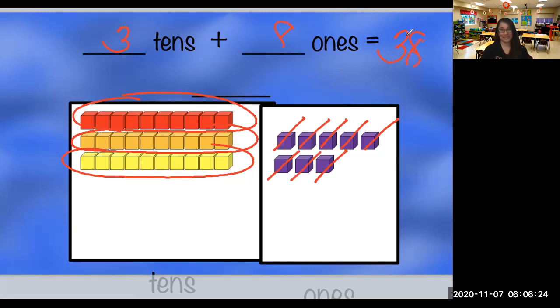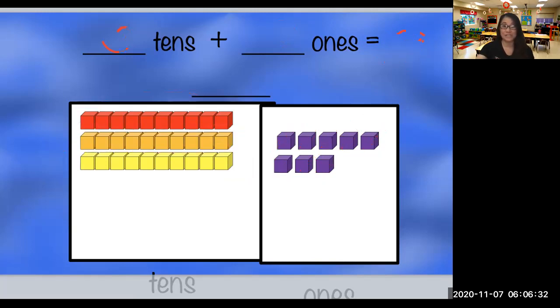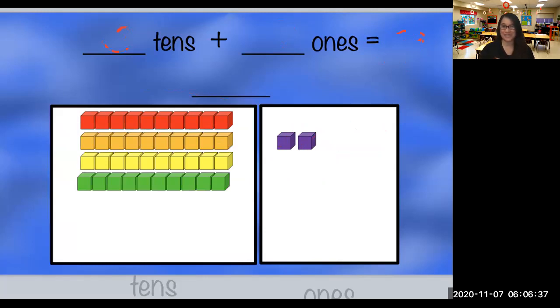What number do we get? We get the number 38. Awesome job. Now let's move on to the next example. How many groups of 10s do you see this time? I want you to count. Very good. Let's count them together this time.